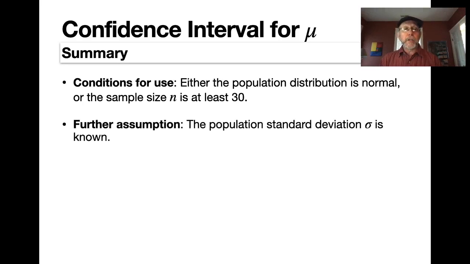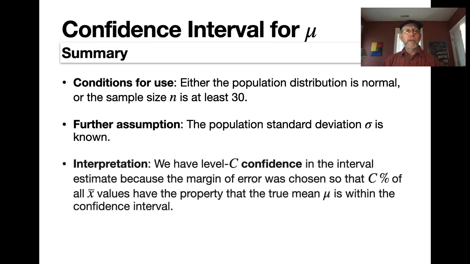There's a further assumption here, which is that the population standard deviation sigma is known. We'll have to revisit this to deal with situations in which the population standard deviation is unknown. And the interpretation is that we have level C confidence in the interval estimate because the margin of error was chosen so that precisely C% of all x bar values have the property that the true mean mu is indeed within the confidence interval.